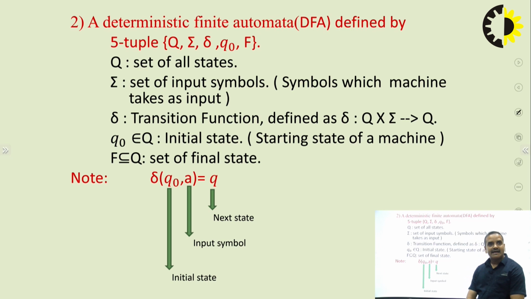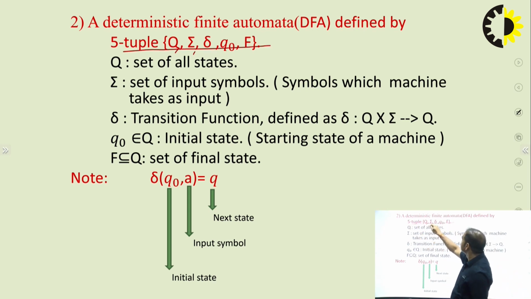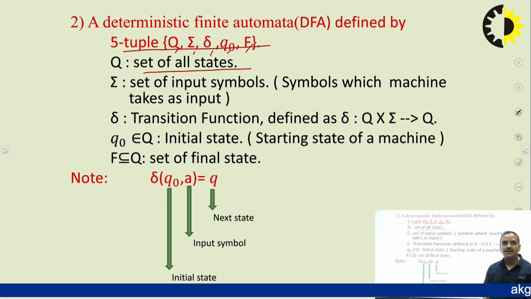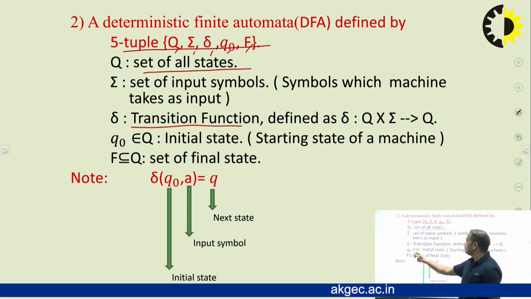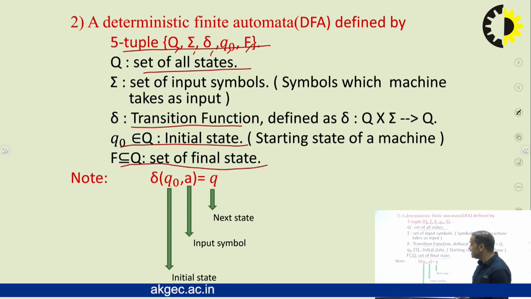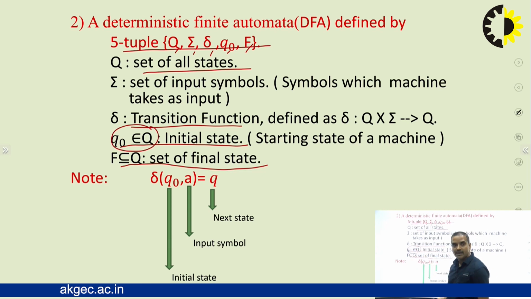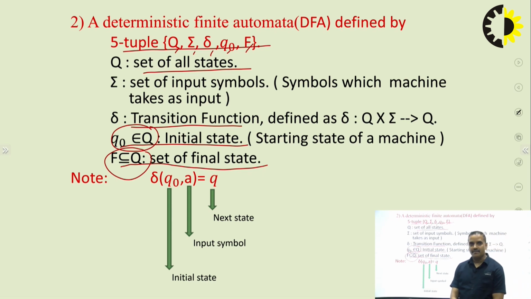This is the technical definition of DFA. A deterministic finite automata is defined by a five tuple, Q, sigma, delta, Q naught and F. Q is called the set of states. Sigma is the set of input symbols. Delta is the transition function. Q naught is the initial state and F is the subset of final states. Here, the initial state must be unique, but the final state may be greater than 1.